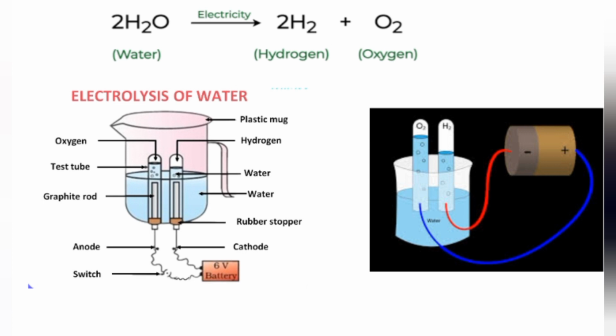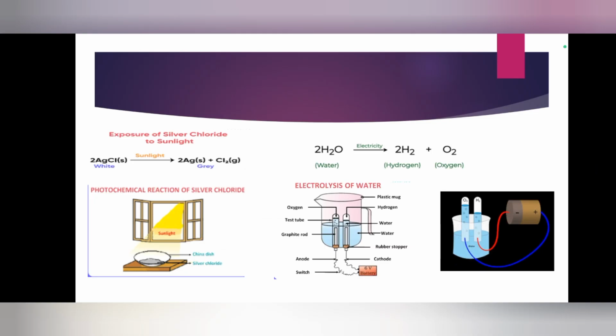We can use acidified water because we already know that acid only conducts. To acidify that, we can use one or two drops of hydrochloric acid or sulfuric acid, and in this case water decomposes to form hydrogen and oxygen, and they are collected in two different parts.